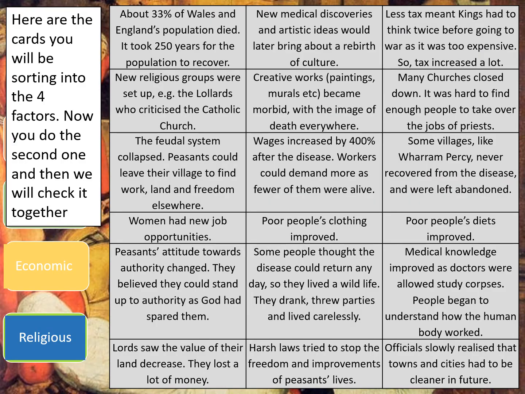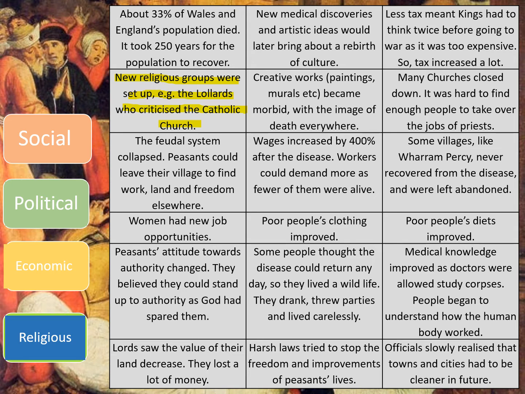Again, here are the cards you will be sorting into 4 factors. Now you do the second one and we will check it together in a moment. The second one is new religious groups were set up, e.g. the Lollards, who criticised the Catholic Church. Think about, does this show a social, political, economic or religious factor? Pause the video here while you attempt to sort this card into your table.